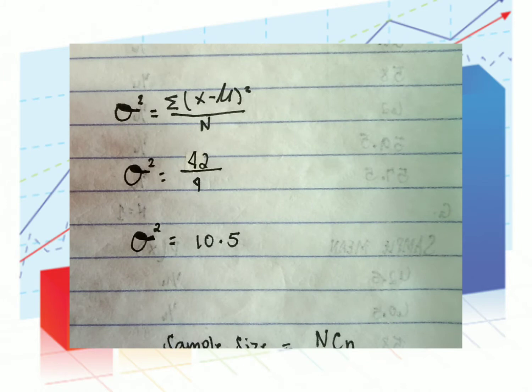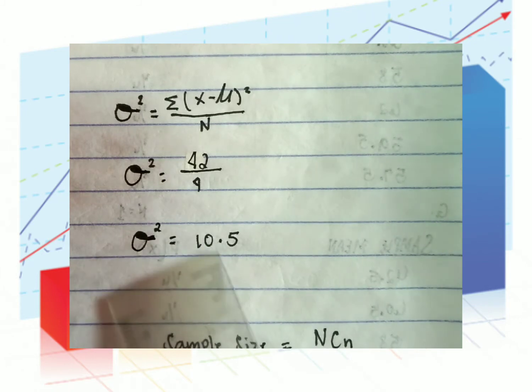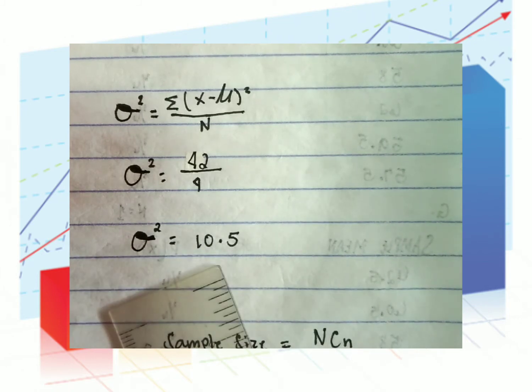To get the variance of the population, I use the formula: variance of the population is equal to the sum of quantity of x minus the mean squared, divided by n. Therefore, the variance of the population is equal to 10.5.